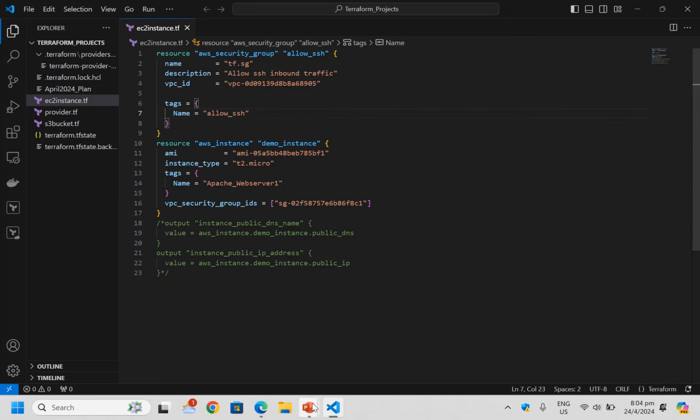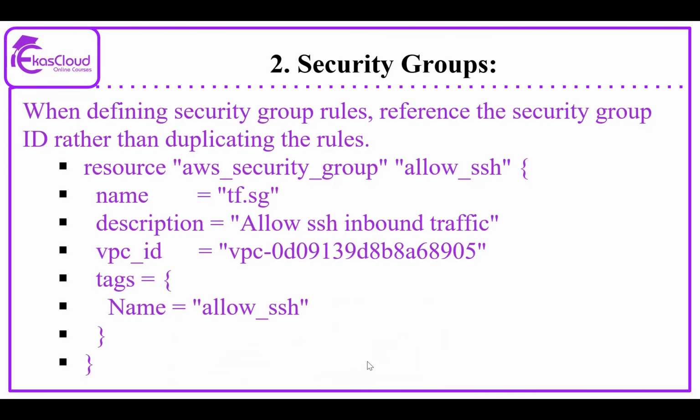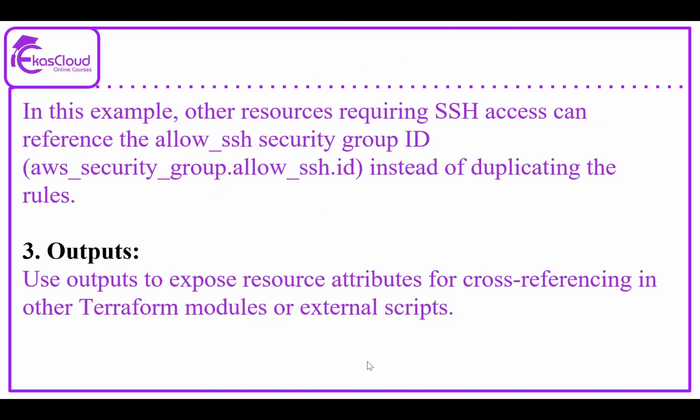Now I'm going to continue the presentation. In this example, other resources requiring SSH access can reference the allow_ssh security group ID. Instead of duplicating the rules, we can just cross-connect the security group with the reference name.